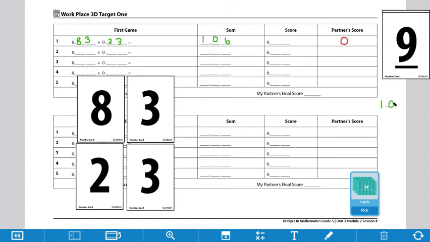So once again, to find my score, I'm going to take what I added up together and find the difference between one whole. So my score is 6 thousandths. So my partner's beating me, but not by much.